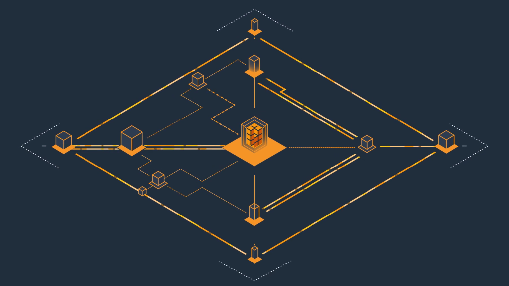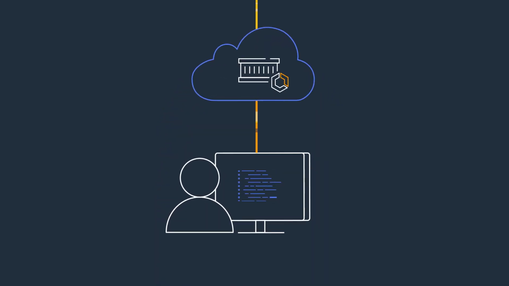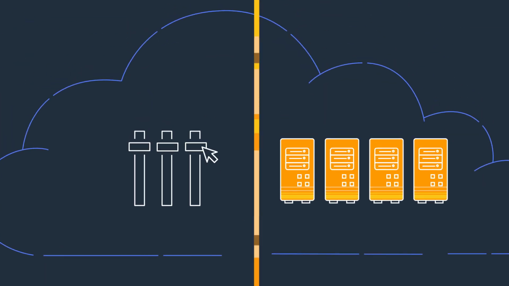ECS seamlessly integrates with other AWS services. If you know AWS, you know ECS, and teams can also run containers on compute services such as EC2 using the ECS fully managed control plane.